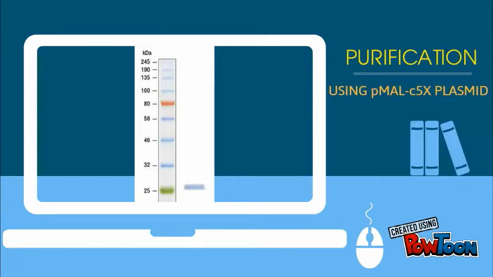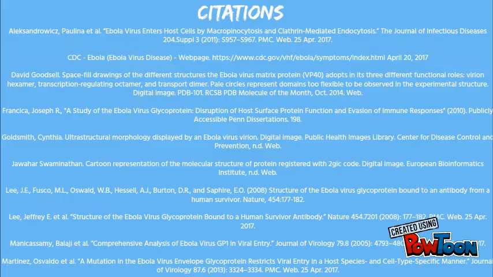The purification process of GP1 involves the usage of the pMAL-c5X plasmid to label our GP with a maltose binding protein. Affinity chromatography is used to purify our gene from the lysed E. coli cells. We then visualized our gene on an SDS-PAGE gel.